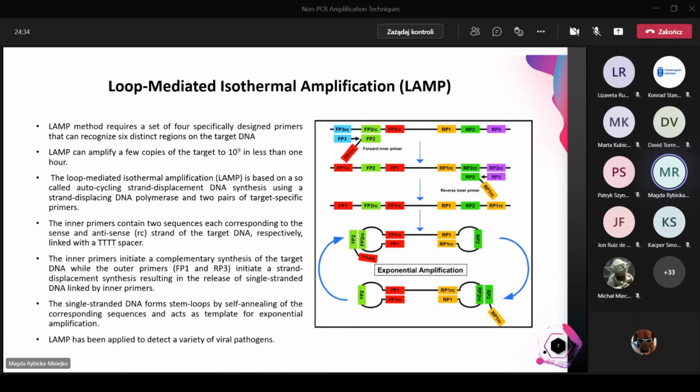Simple detection methods such as turbidity or fluorescence can be employed because of the high specificity and large output of the amplification products. The turbidity detection method uses the turbidity of magnesium pyrophosphate, which is a byproduct of DNA synthesis, as an indicator, whereas the fluorescence detection method uses fluorescent chelation reagents. Both methods allow for real-time detection and visual inspection.